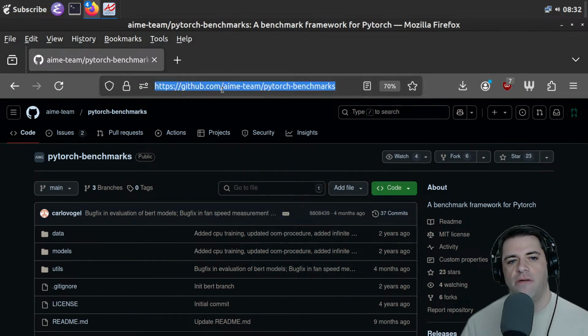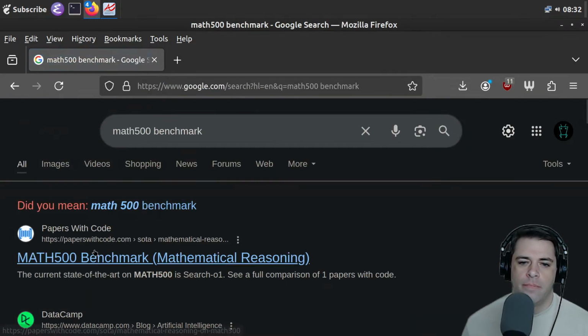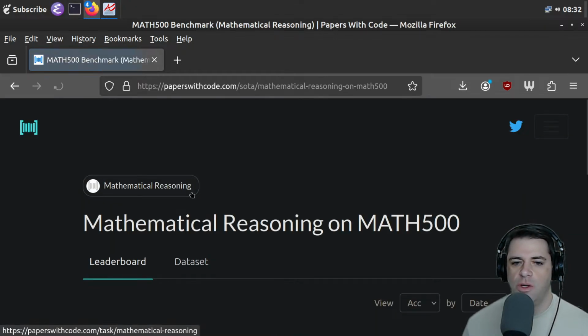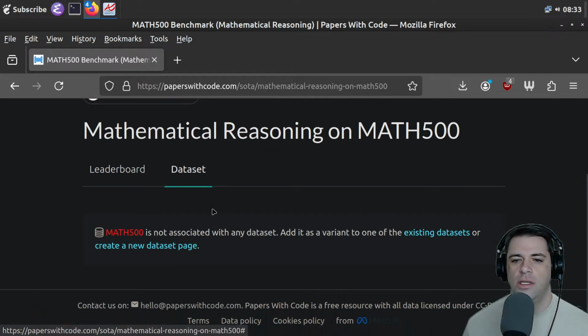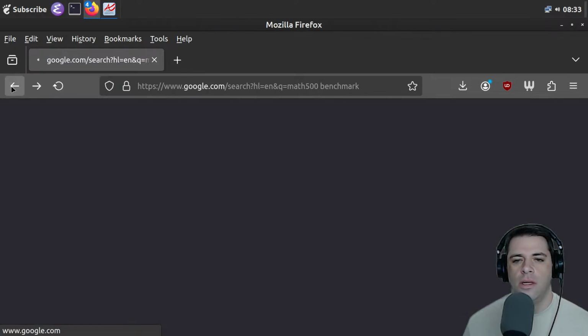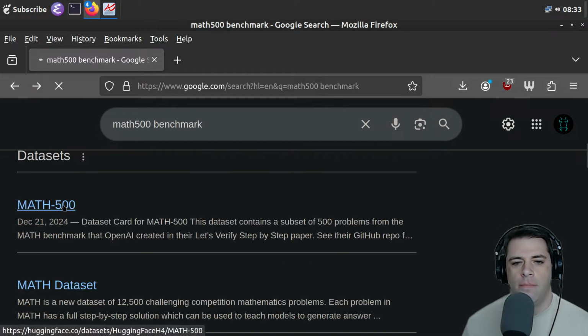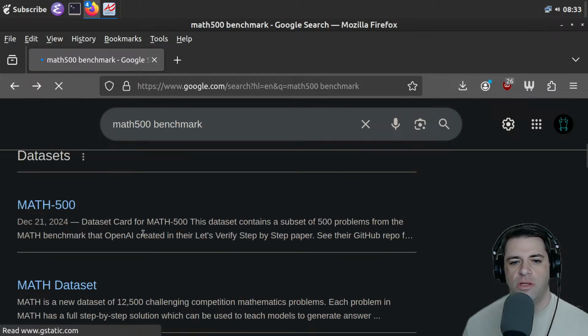I do want to know what Math 500 is now, though. It's some mathematical reasoning benchmark. I just want to know what's in it. Data set? Okay. A subset of 500 problems from the math benchmark that OpenAI created for the Let's Verify Step-by-Step paper. So it's some data set of competition math problems.